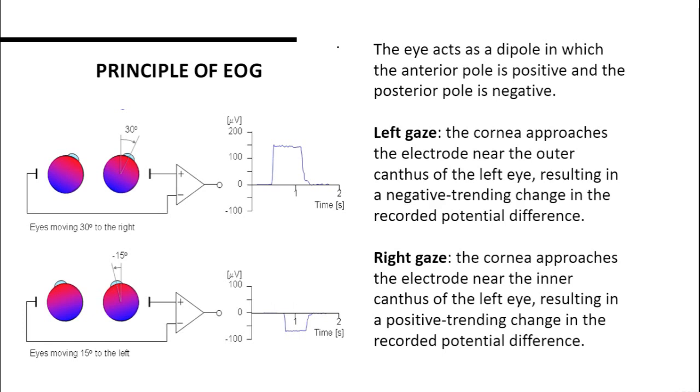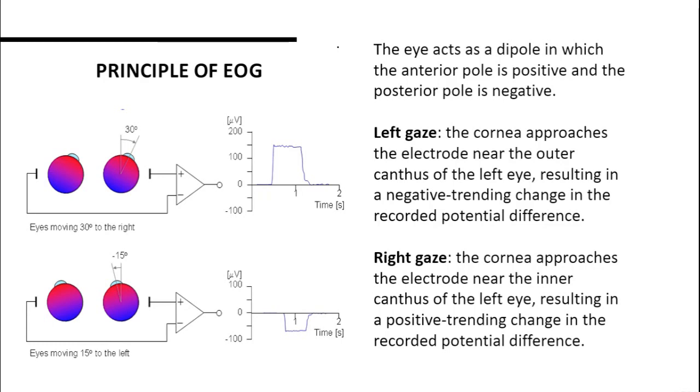So, as I mentioned in the previous slide, the eye acts as a dipole in which the cornea is the positive part, and the retina or the fundus is the negative part. Now, we know electro-oculography means tracking the movement of the eye. So, first, as we can see in the figure below, the eye is moving 15 degrees to the left. So, when the eye moves 15 degrees to the left, or as we term it, a left case, the cornea approaches the electrode near the outer canthus of the left eye.